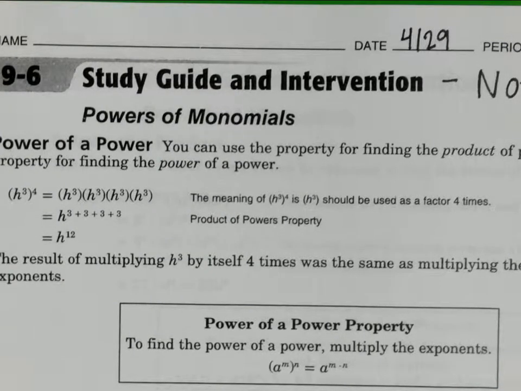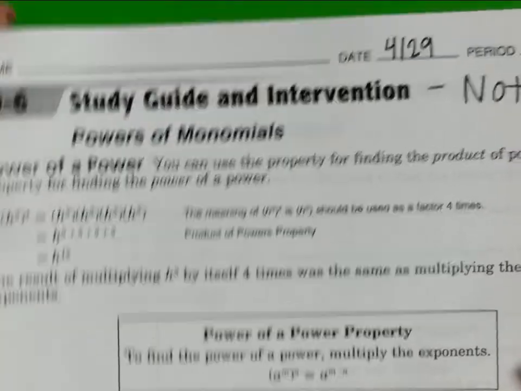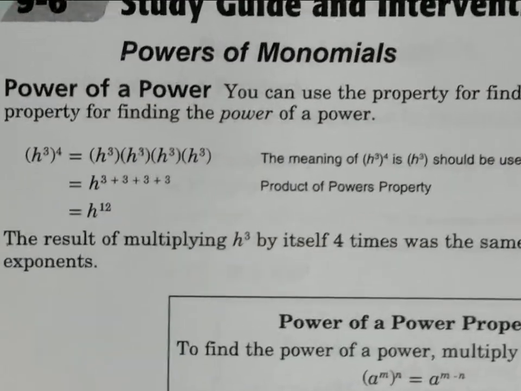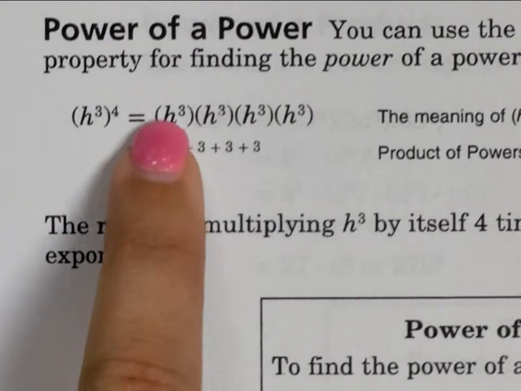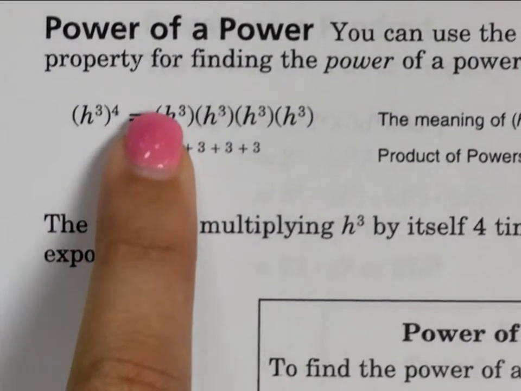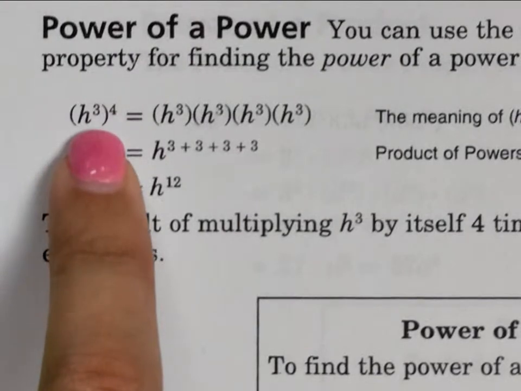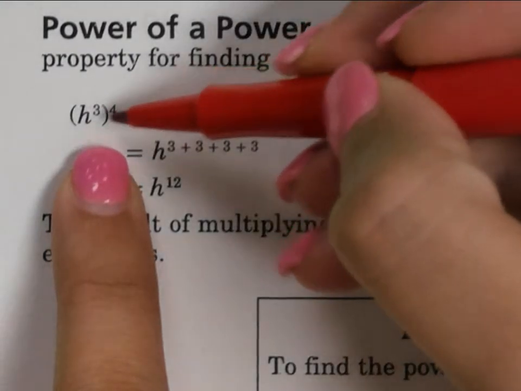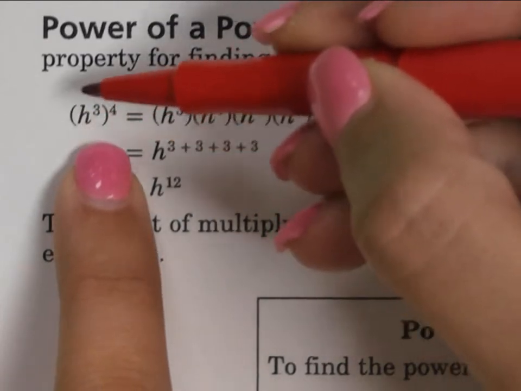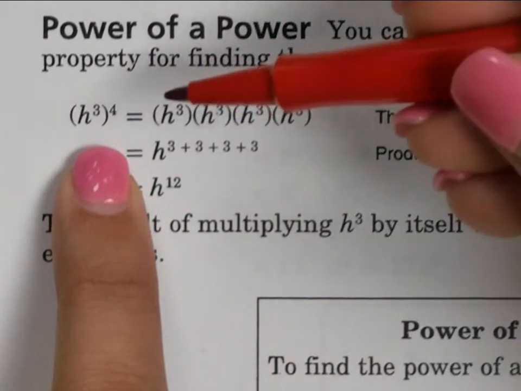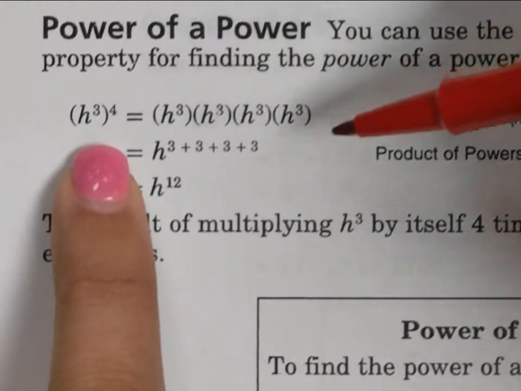Right, so a power of a power. An exponent to an exponent, okay? So this is what it looks like: h to the third, all raised to the fourth power. That's why the h to the third is in the parentheses. Remember, that exponent of 4 tells me that I'm multiplying h cubed 4 different times. So I've got h cubed times h cubed times h cubed times h cubed.